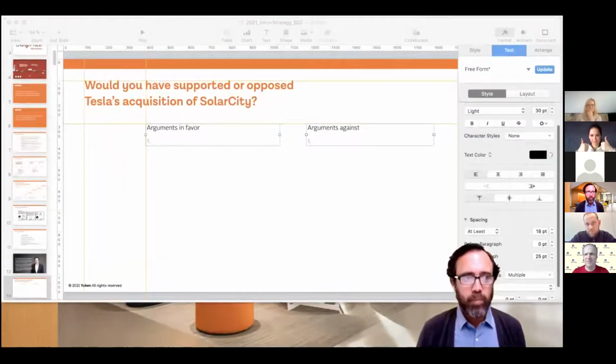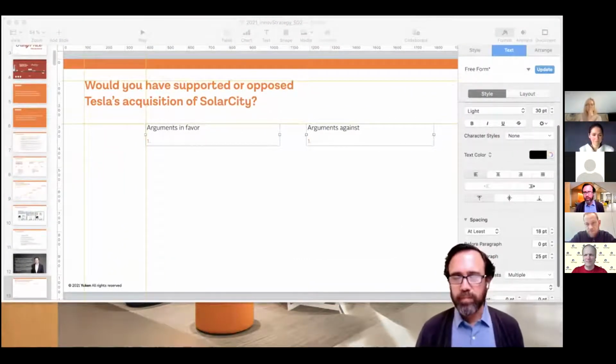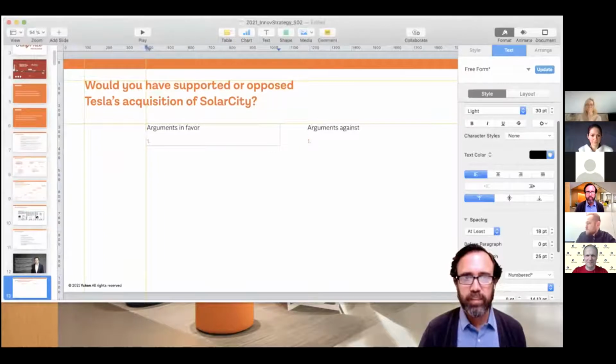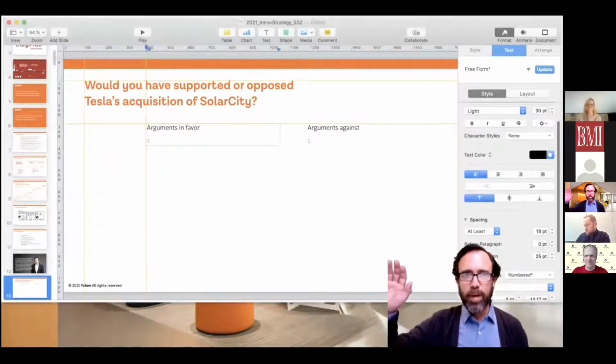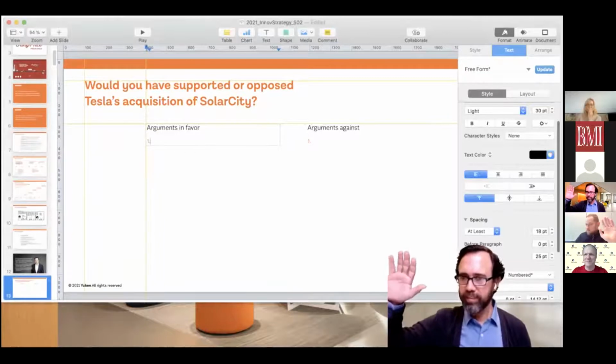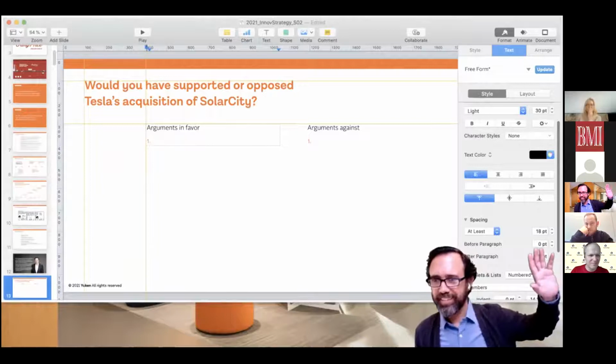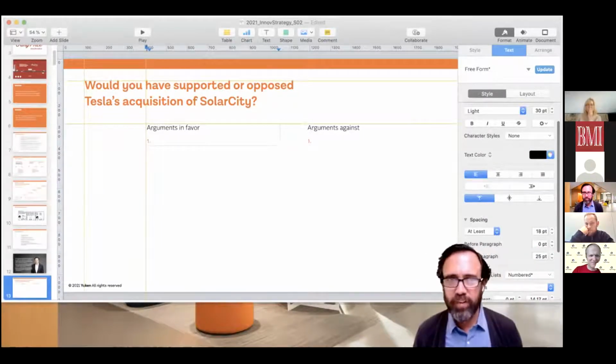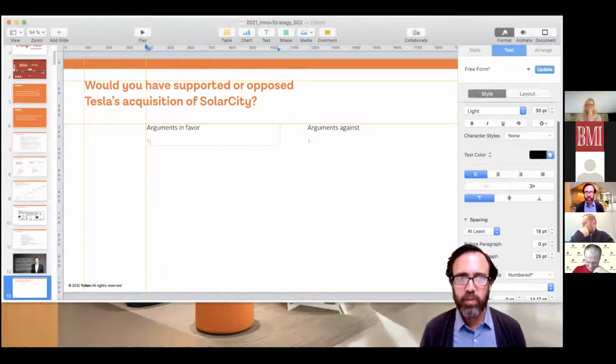Okay. So what would you have done? Would you have supported or opposed Tesla's acquisition of SolarCity? Who is about supporting? Not many. And opposing? Okay, now those who are in favor of the acquisition, why would you have supported it?